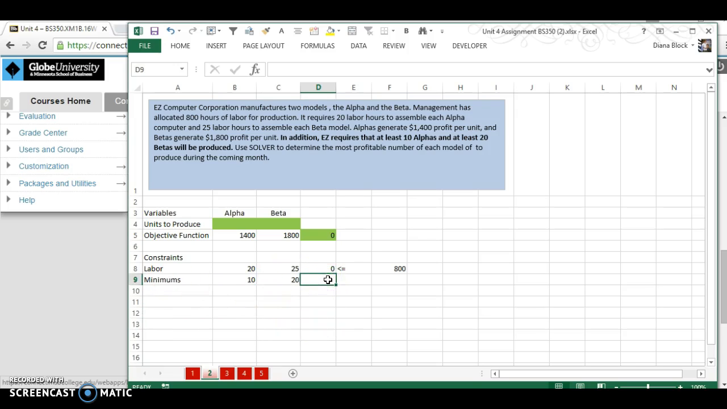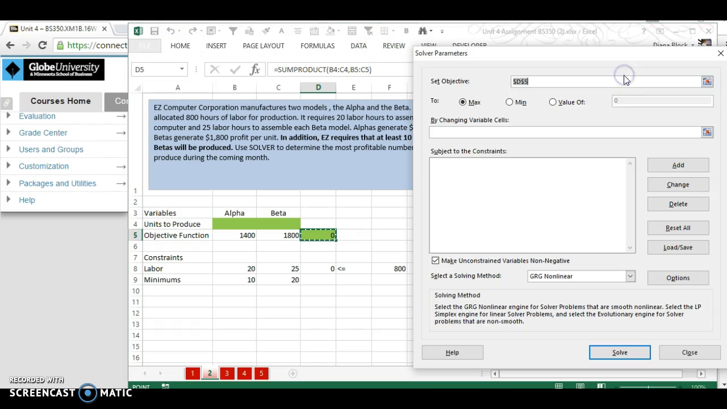I'm not going to add them up. I'm not going to do a less than or equal to here because I'm going to do this one different, and I'll show you why, and it'll make sense. So this is ready to go to solver. I've got all my formulas in. Yes, I'm going to go to solver, data, solver.